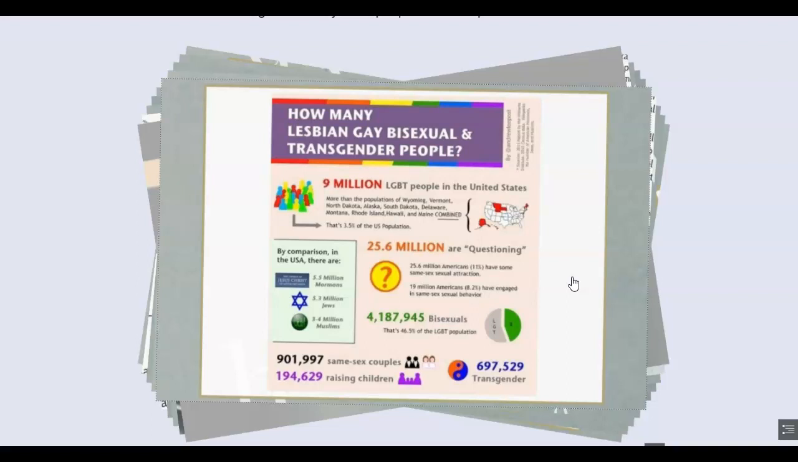And then you have comparison by religion in the U.S. So 5.5 million are Mormons, 5.3 million Jews, and 3 to 4 million Muslims. We have 901,907 same-sex couples, and 194,629 of those same-sex couples are raising children, and 697,529 are transgender people in the United States.